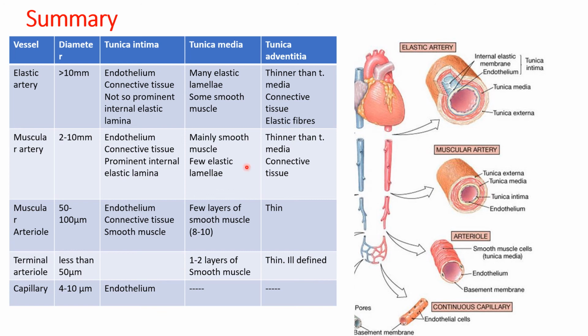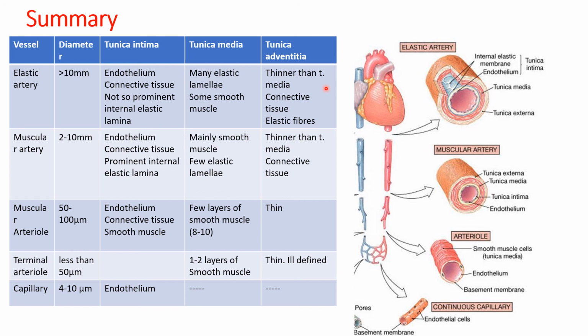As we come to the tunica media, in elastic artery, there are more of elastic fibers, as many as 50 to 60 layers, and some amount of smooth muscle, whereas in muscular artery, there is mainly smooth muscle in the tunica media and very few elastic fibers. It is because of the very few elastic fibers that the internal elastic lamina is prominently visible in this vessel. The muscular arterioles have few layers of smooth muscle, 8 to 10 layers, whereas the terminal arteriole has only 1 to 2 layers of smooth muscle in its wall, and tunica media is absent in capillaries.